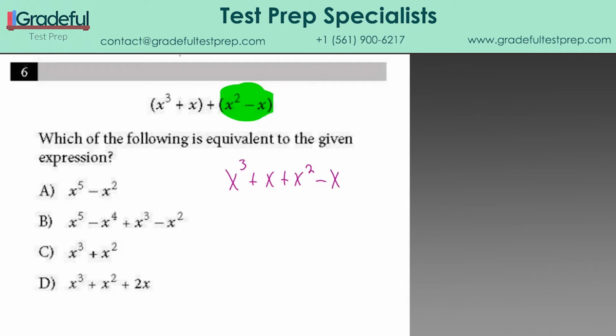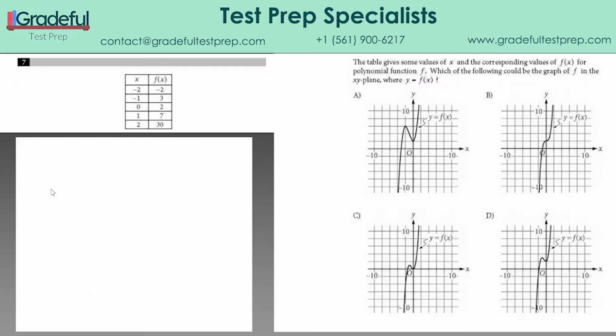just combine our like terms. The like terms right here are just the x's. The x cubed and x squared, those are not like terms. So we'll have x cubed and x squared, and the two x's cancel against each other, and the answer for number 6 is C. So number 7 is simply asking us to graph the values from this xy table that we're being given.